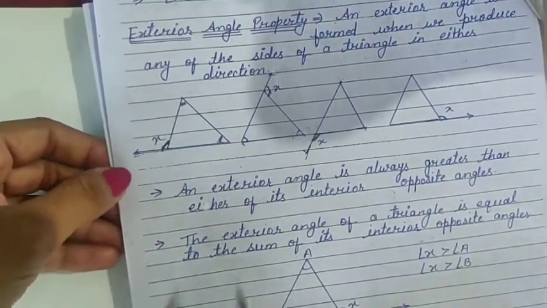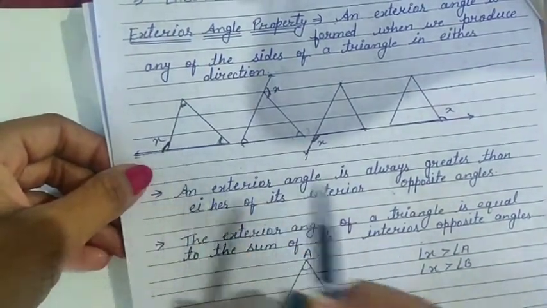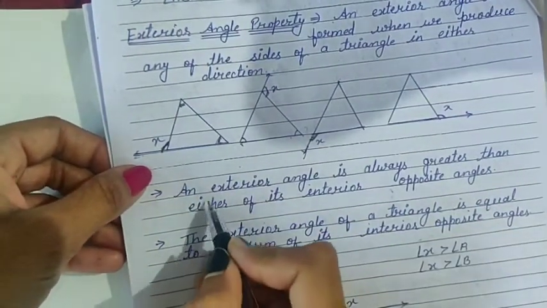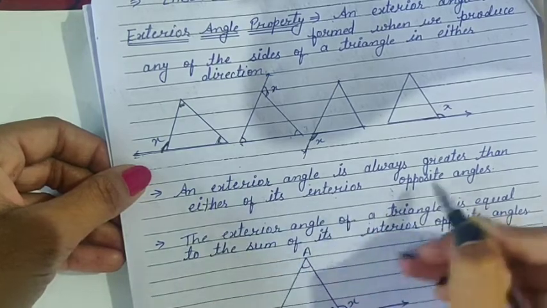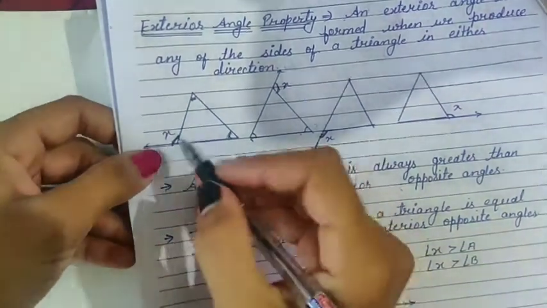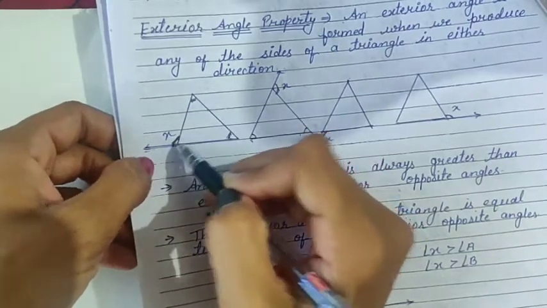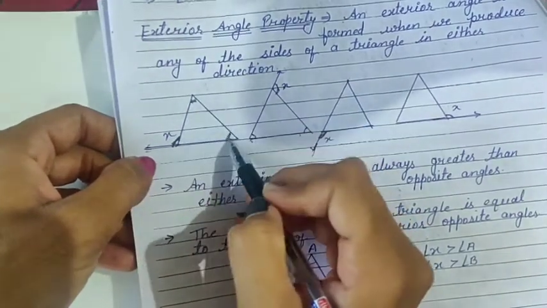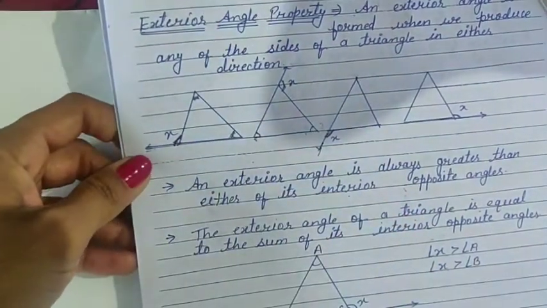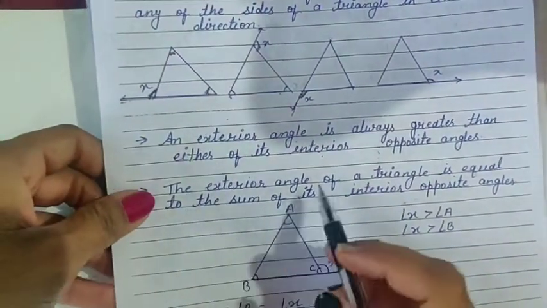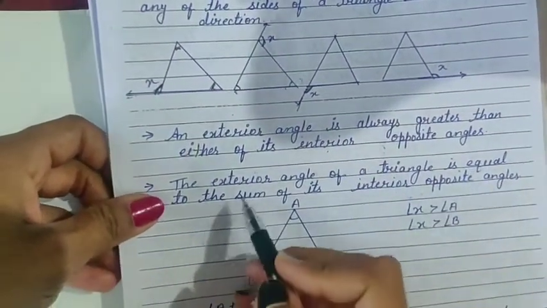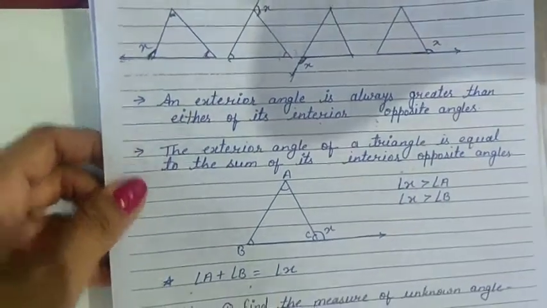Okay, and an exterior angle is always greater than either of its interior opposite angles. It means this angle X, this is an exterior angle, so this is greater than this and greater than this angle. Okay students, the exterior angle of a triangle is equal to the sum of its interior opposite angles.